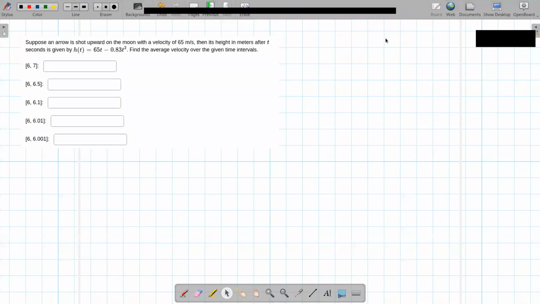So we're going to look at another speed velocity problem. Suppose an arrow is shot upward on the moon, so gravity is a little bit different, at 65 meters per second, and its height in meters after t seconds is this equation right here. What we want to do is find velocity, which is a slope. So let's graph that, 65 minus 0.83.